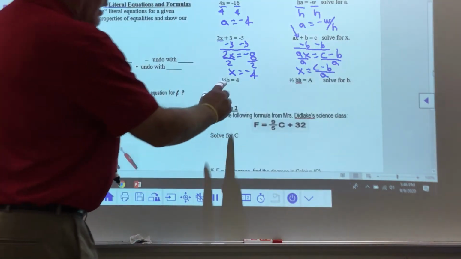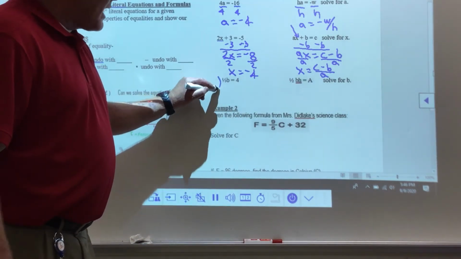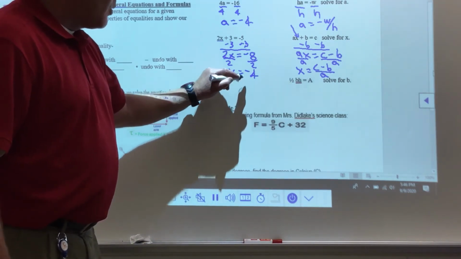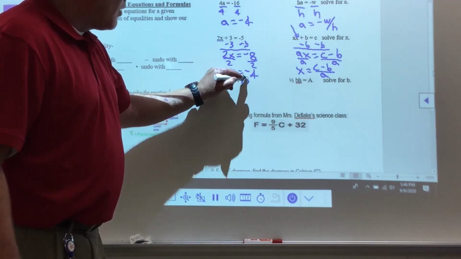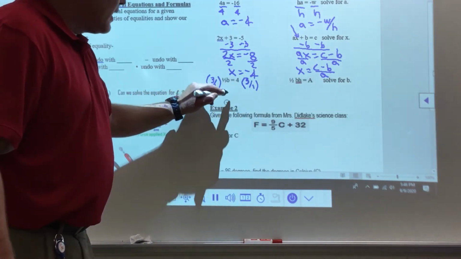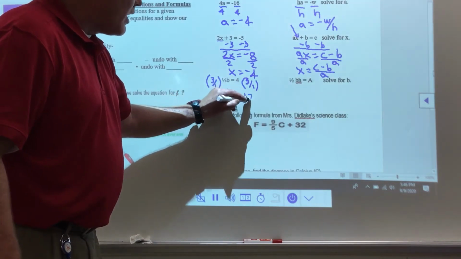Now, last week we had like a fraction in front of a coefficient. Well, the way we got rid of it is multiplying by its reciprocal, which is instead of 1/3, we're going 3 over 1. We're going to multiply both sides by 3 over 1. That's the same thing as 3. So we get B is equal to 4 times 3, which is 12.